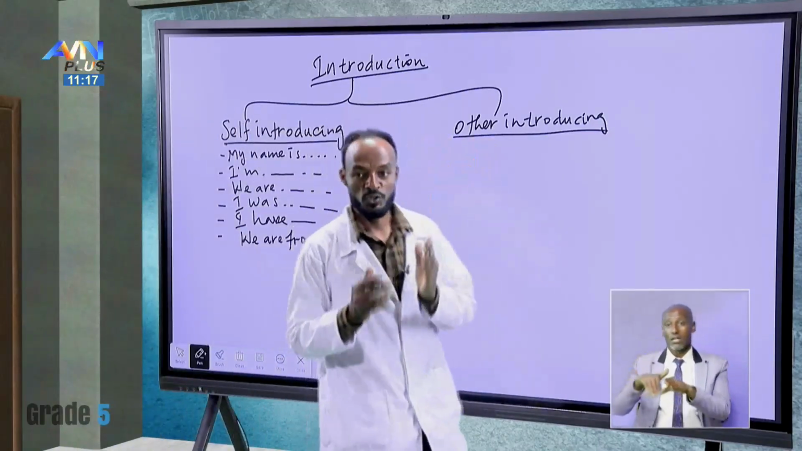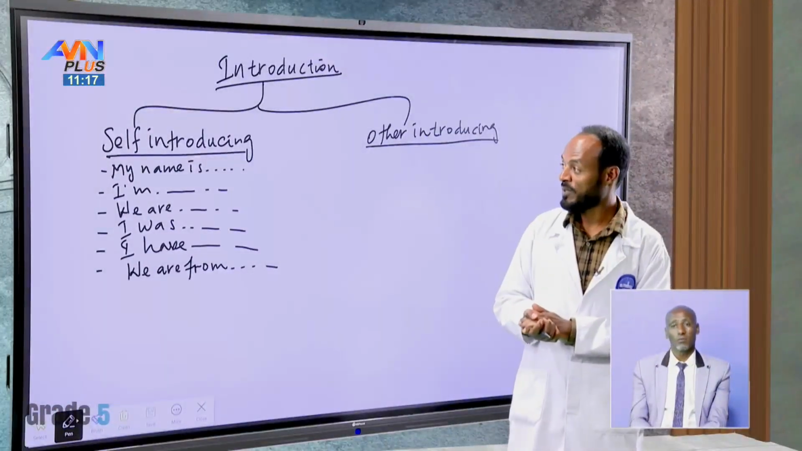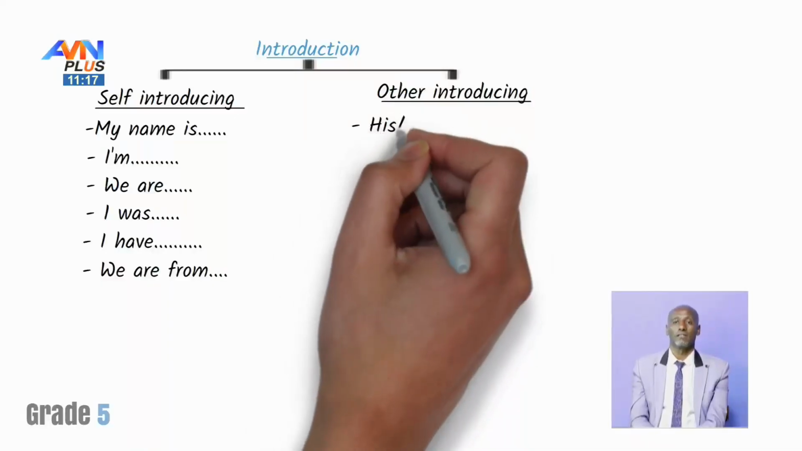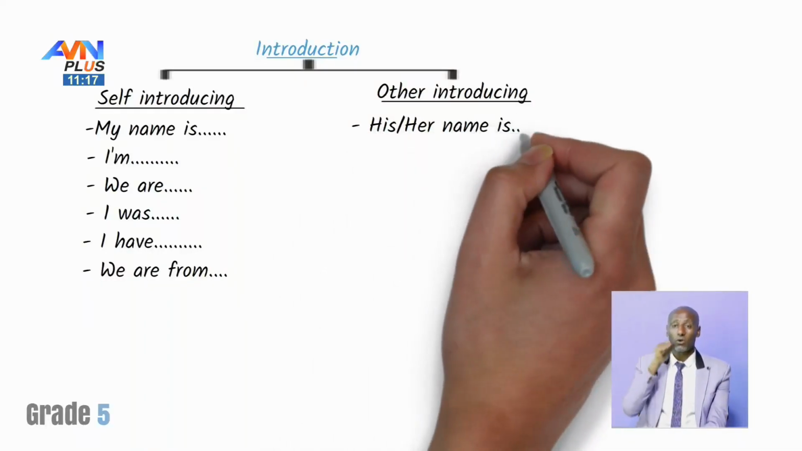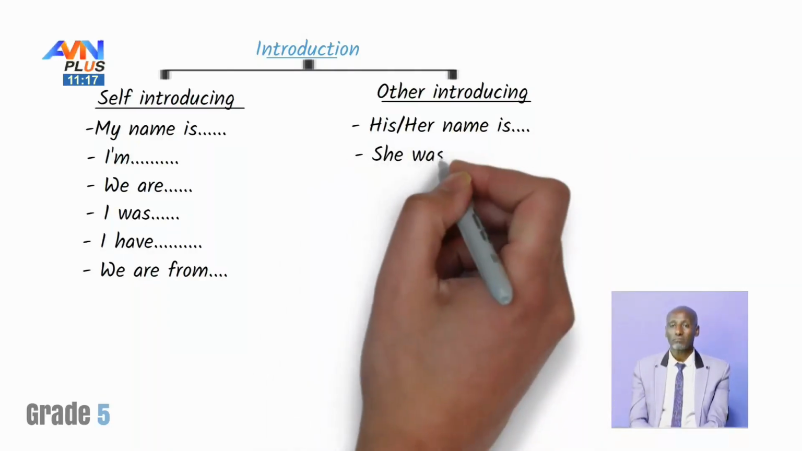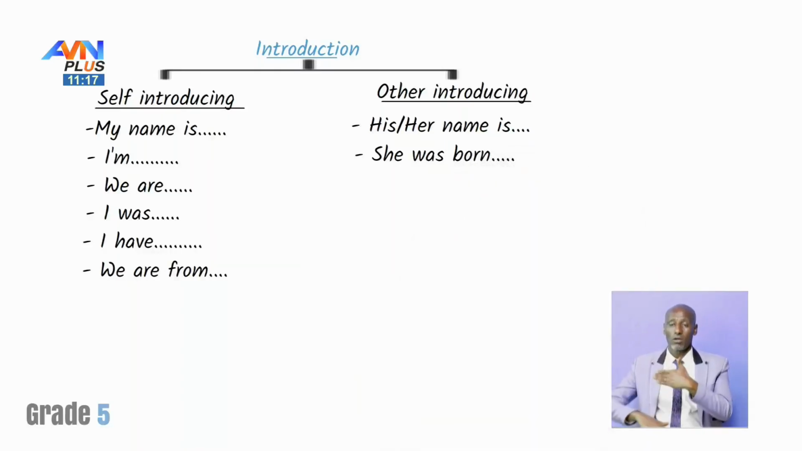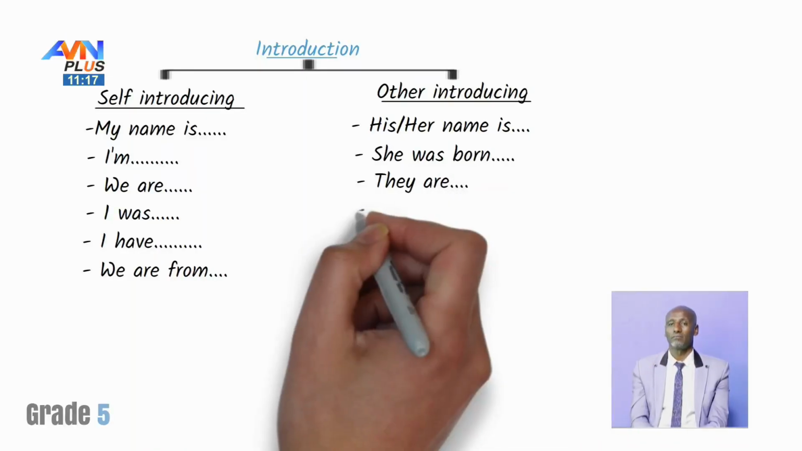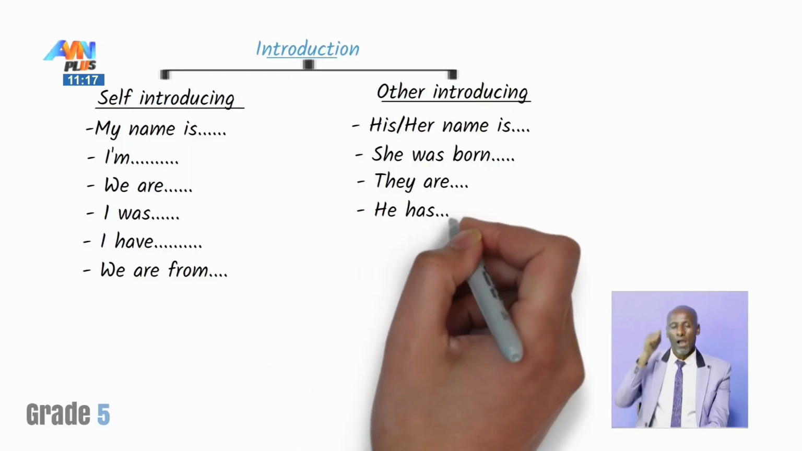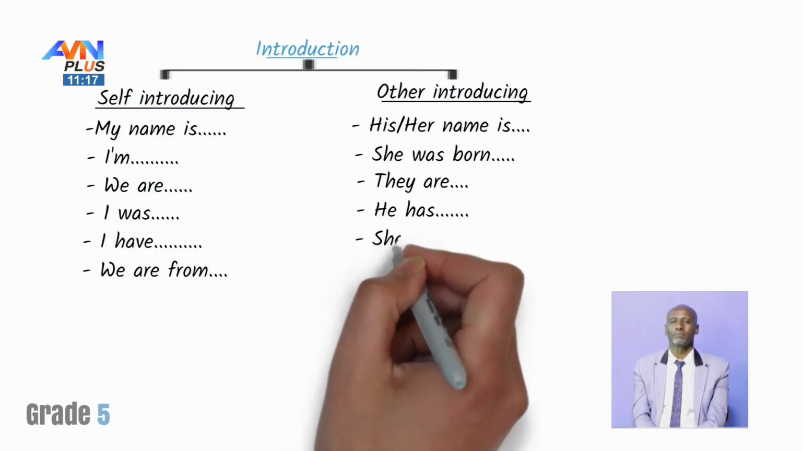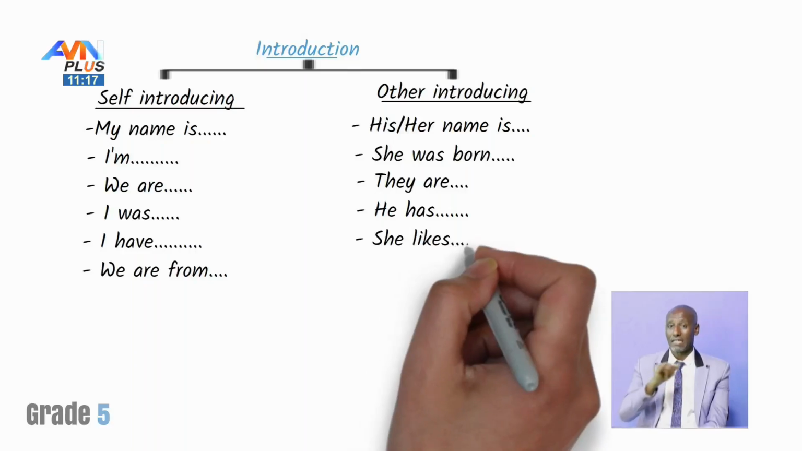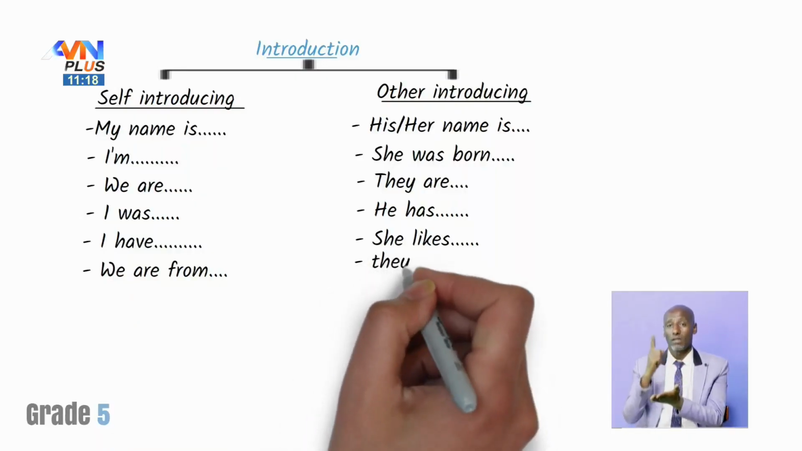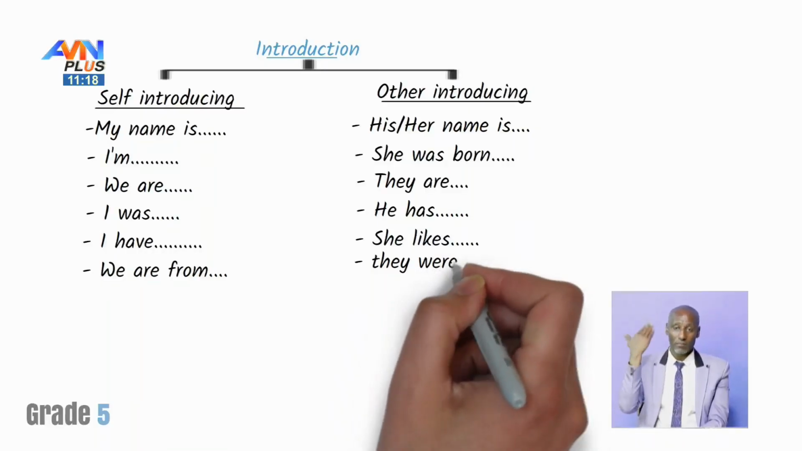What about other introducing? If you want to introduce someone to another person, maybe your parents, your teacher, your friend, and so forth. Other introduction can be started from here: his name is, or her name is, she was born, they are, he has, she likes, he likes, they like. In such ways, we can introduce others to someone else, okay? And also you can say, they were, in past case.